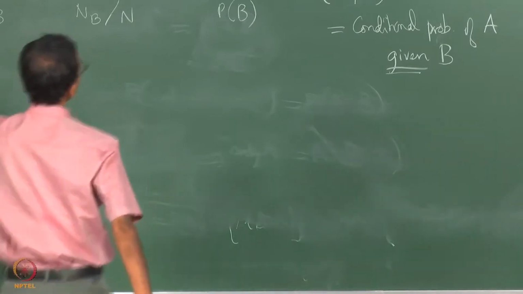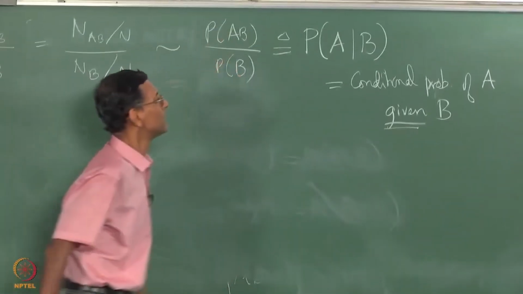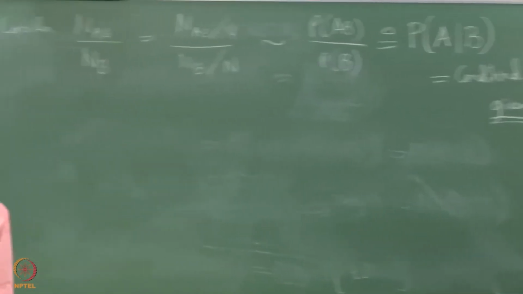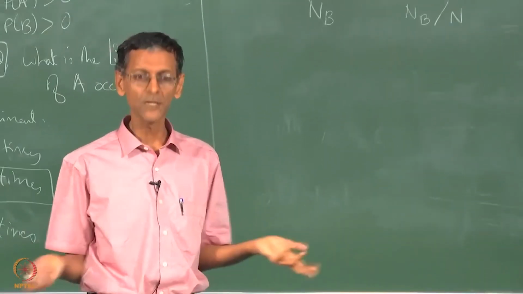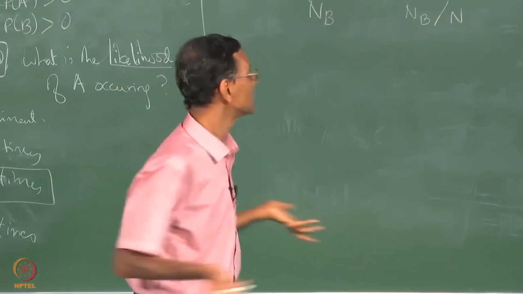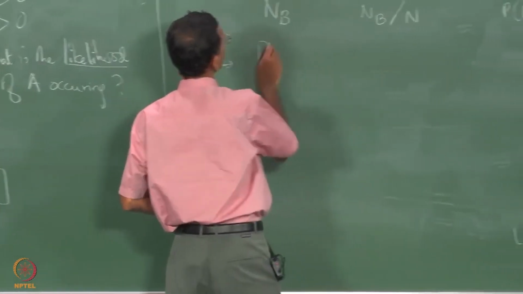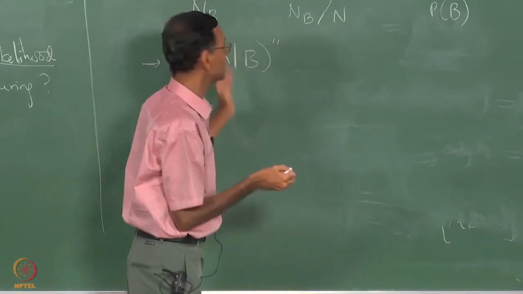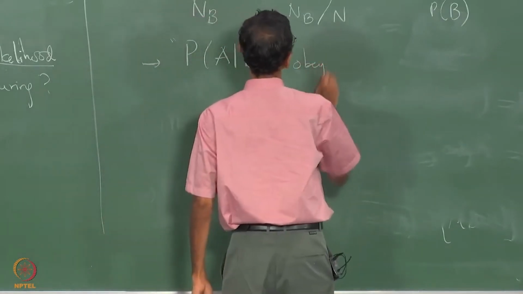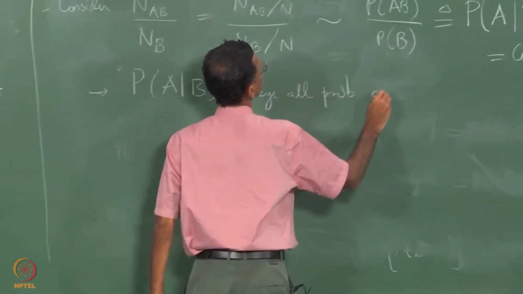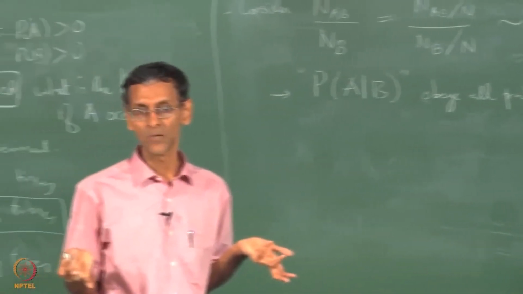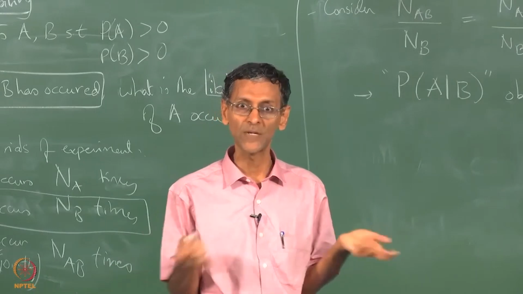Okay, so this ratio is defined this way, and now we find that this P(AB) by P(B), the ratio, obeys all the rules that we expect of other probability measures. So let me call it just P of A given B, or I should say P of dot given B. So it obeys all axioms. When I say P of A given B, I am talking of any event given B. You have obviously not just one conditional probability, you have many conditional probabilities depending on how many events you are looking at.